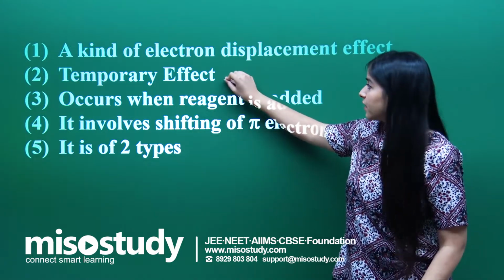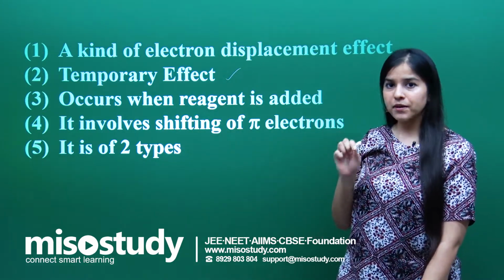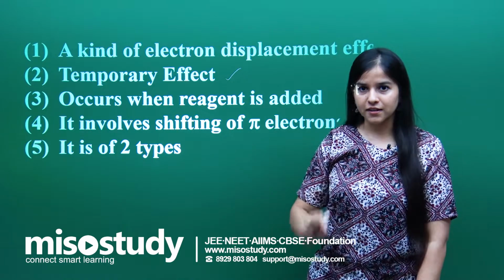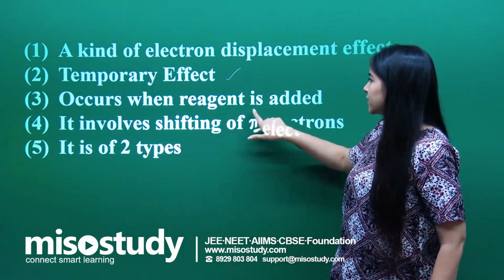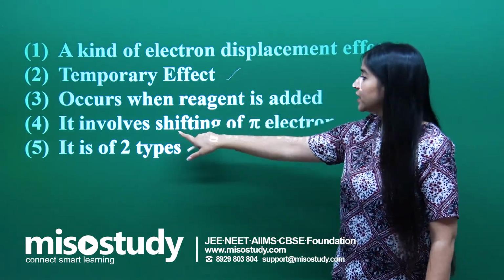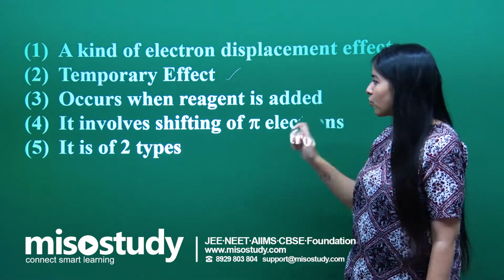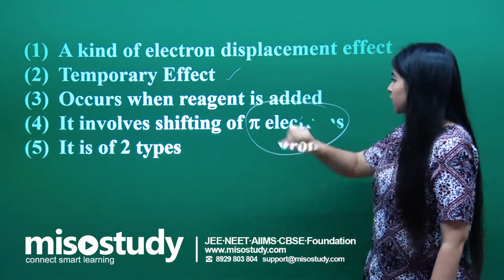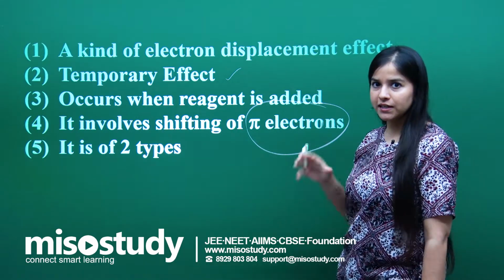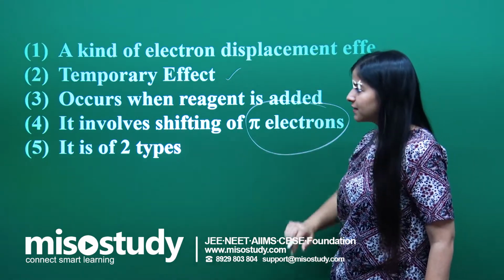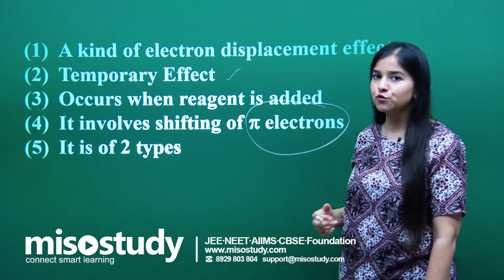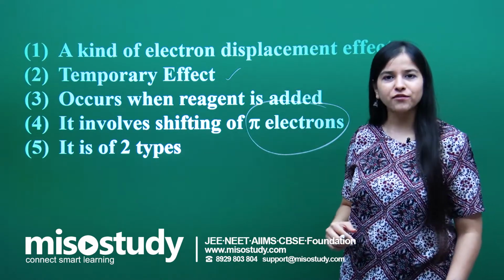Secondly, it is a temporary effect, you must remember this. In the presence of a reagent, it starts occurring. It occurs when the reagent is added, and as I told you, it involves the shifting of the pi electrons. So most of the pi electrons are displaced in this particular effect. Third, it is of two types. So what are the two types of electromeric effect?